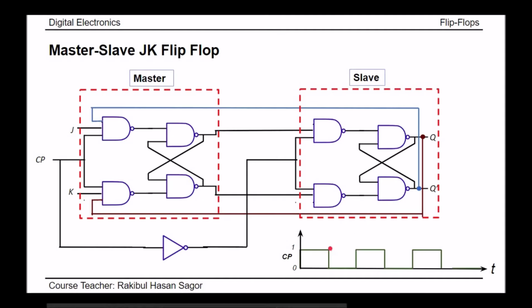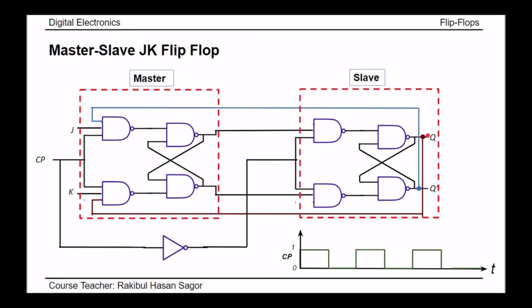When clock pulse comes back from 1 to 0, so what's happening? This master will be deactivated. The slave will be activated, because when clock pulse is equal to 0, then the clock pulse input for the slave will automatically become 1 because of this inverter. So when it's 1, the inputs that were previously available during the on time of this clock pulse from the master side will change the output of the slave side.